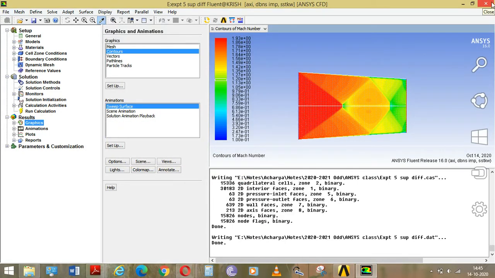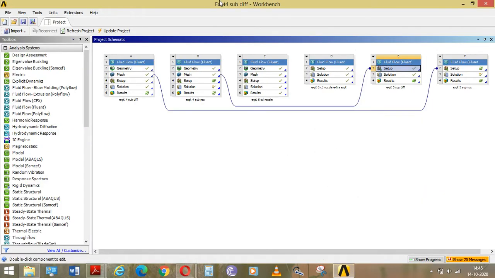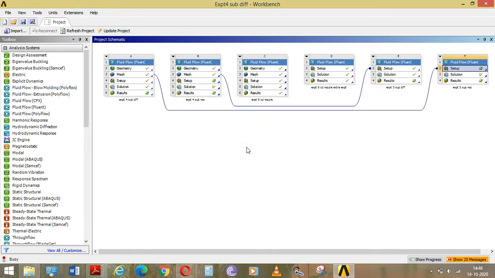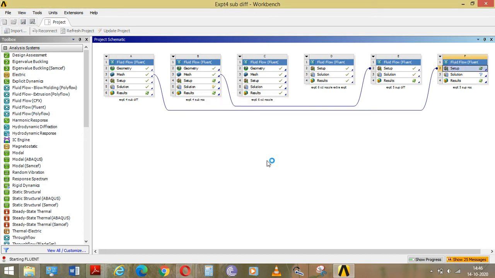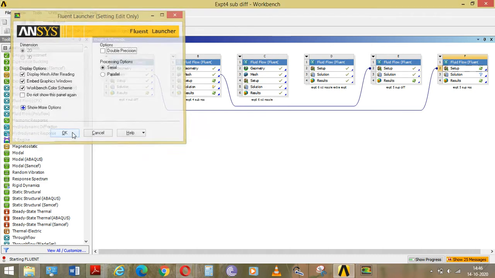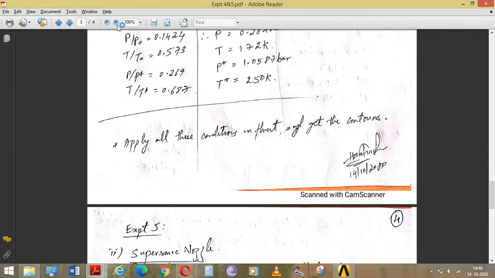Now you can go back. What have we done? Supersonic diffuser, we have done this. Now I'll erase whatever I've done here. It's not there already. Supersonic nozzle. So we can see how a supersonic nozzle is.